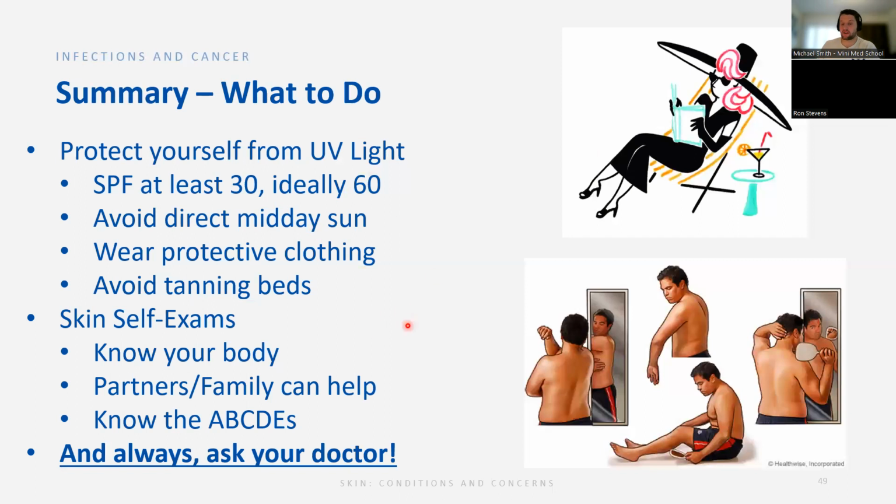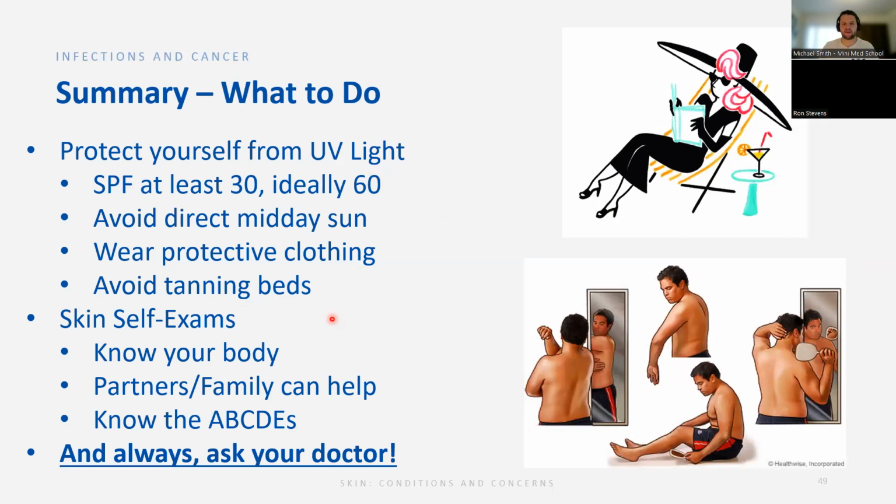Now, this is not a recommendation to be a sheltered hermit and to never go out in the sun ever again. It's just about being mindful of when you are in the sun to use sun protection and sunscreen. So just to be mindful of your sun exposure is the primary thing.